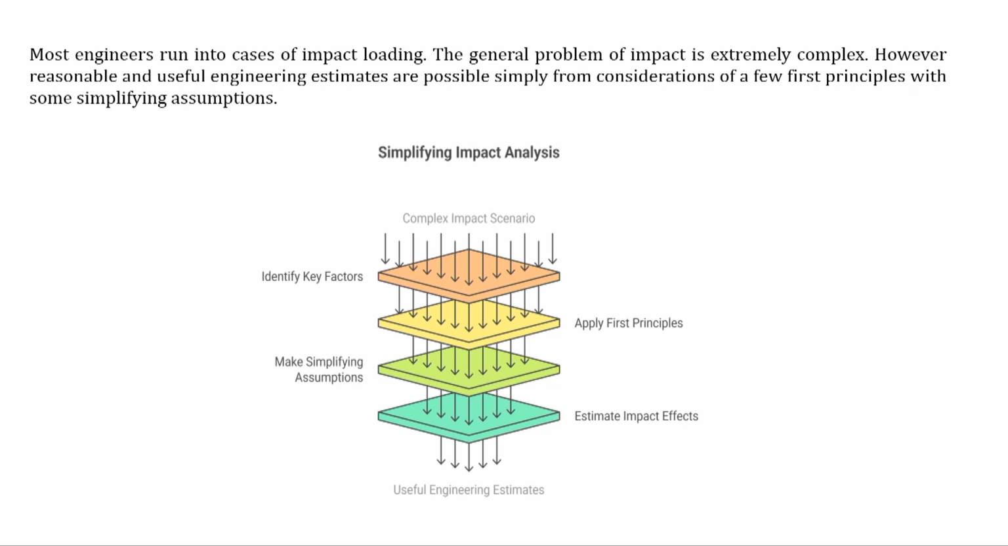the boundary conditions. After that, we will apply the first principles, the principle of conservation of energy, the principle of conservation of momentum, and we will also make some simplifying assumptions. Combining all these things, we will estimate the effect of the impact as it transfers from one body to another. At the end of the day, what we will get is a useful engineering estimate, maybe the deformation, maybe the stress that is being transferred, that we can use in the design process. So let us move ahead.